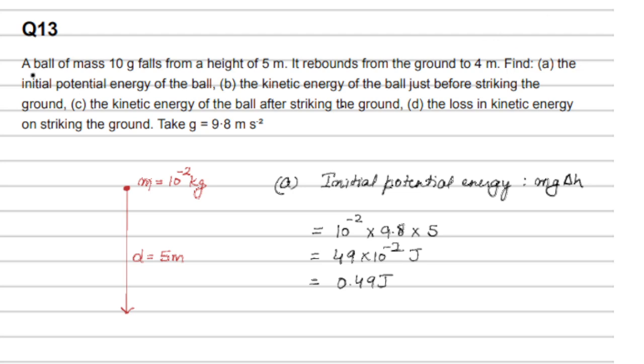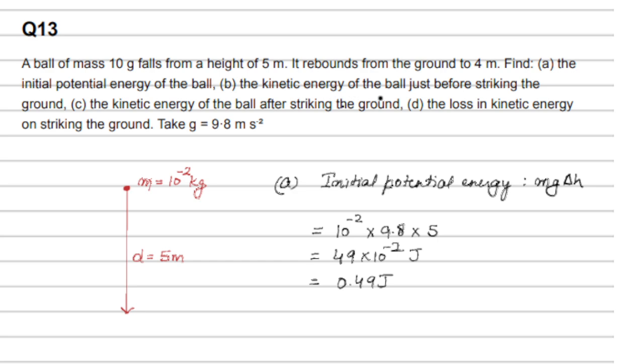Let's understand this question. A ball of mass this falls from a height this much. It rebounds from the ground to 4 meters. So it comes back a lesser distance. It was going down 5 meters, and it comes back only 4 meters. Find the initial potential energy of the ball.